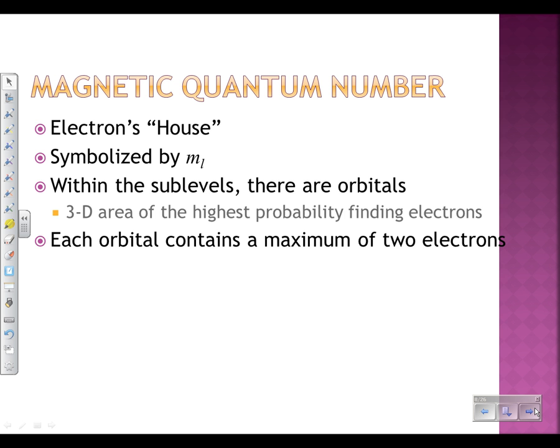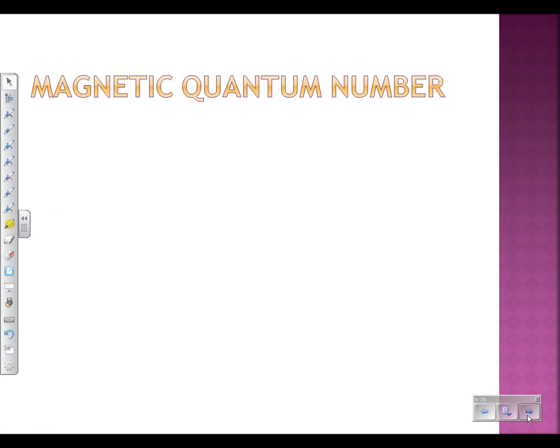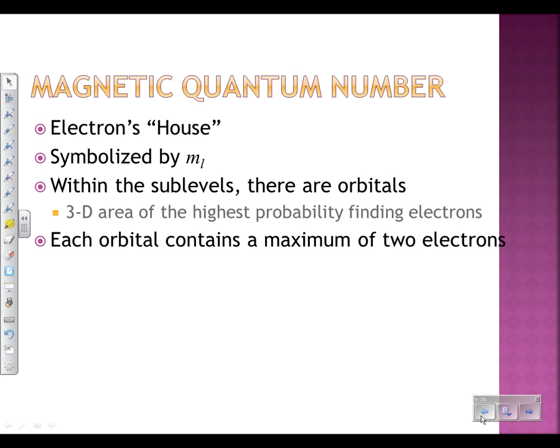Each orbital can only contain a maximum of 2 electrons. Why won't we find more than 2 electrons within the same space? Going back to something we talked about at the beginning of class: because they repel each other. There's only certain areas where they're settled in, and those areas can't be too crowded, because if they are, they'll just push each other away. Okay. Got that so far?